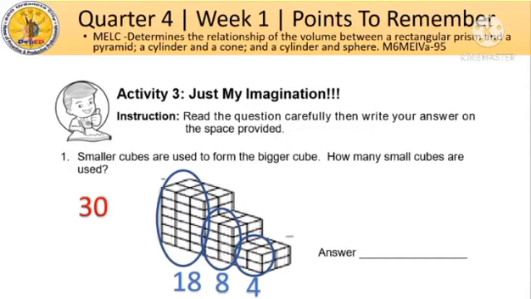But as we can see, there is an equal amount of cubes behind the layers that we had counted. So let's multiply 30 by 2 to find the total cubes of the whole figure. So 30 times 2 is equal to 60. So the total cubes of this figure is 60. Very good.